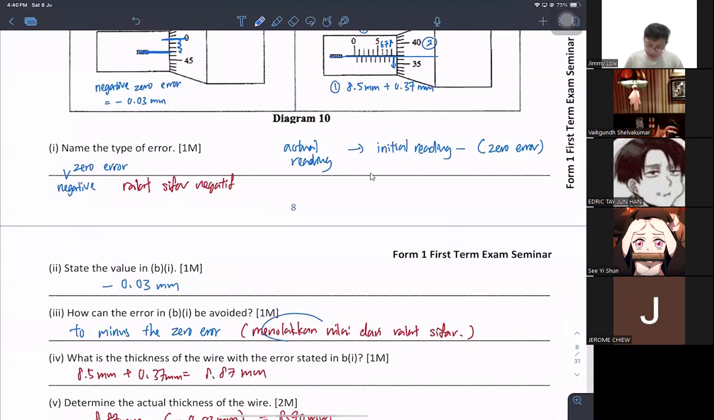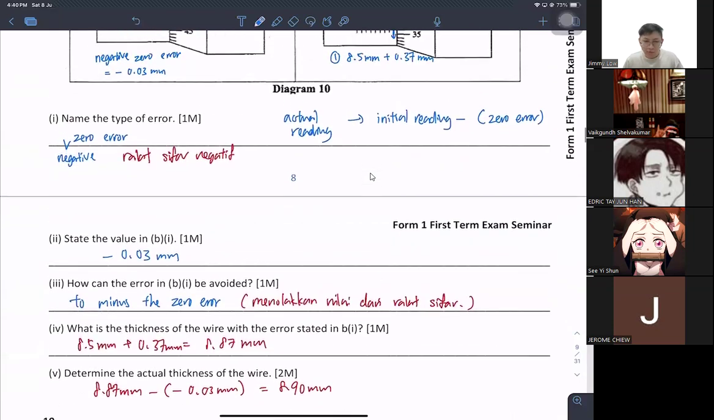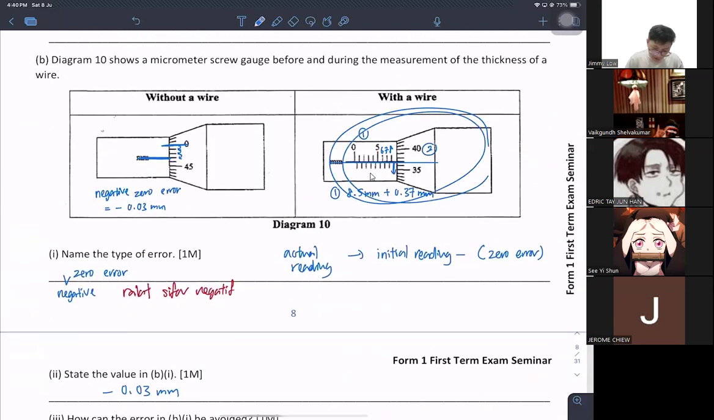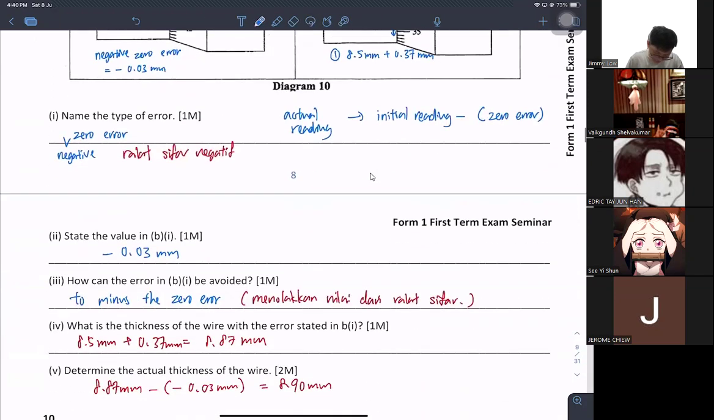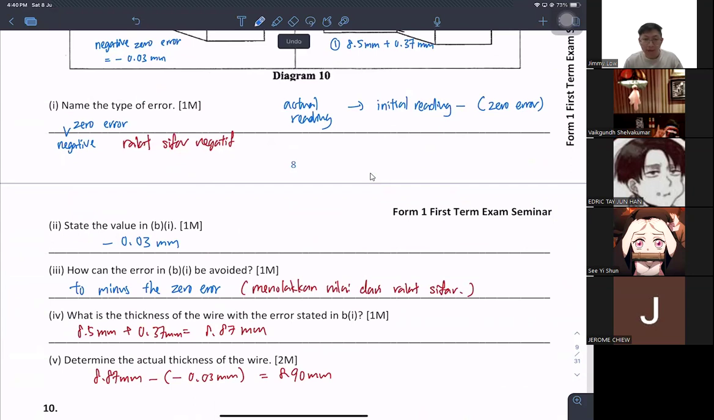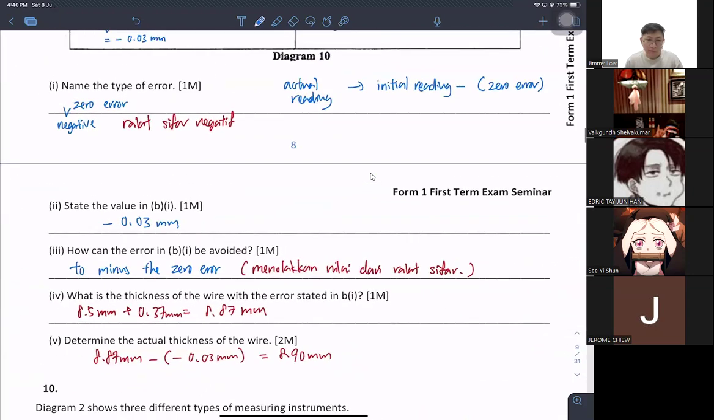So the BM has been given here. What is the thickness of the wire with the error? With the error means this thing. So you add them up together, it would be like 8.87 mm. Okay, 8.87 mm.